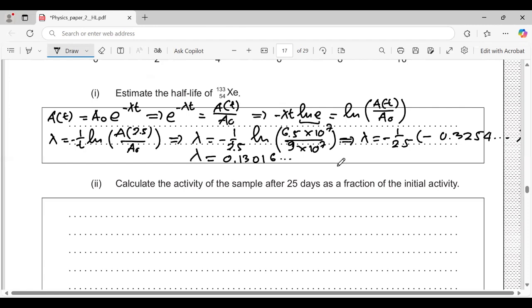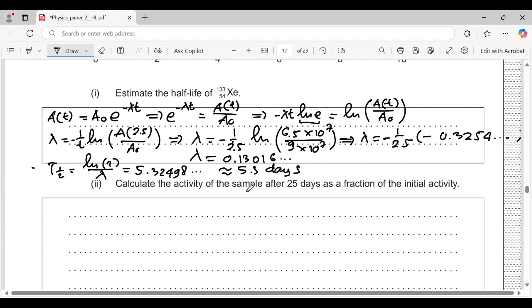Now we can calculate the half-life. T half equals ln 2 divided by lambda. Lambda is this one, ln 2 divided by this number, and the result is 5.32498, rounded off becomes 5.3. The unit is days.